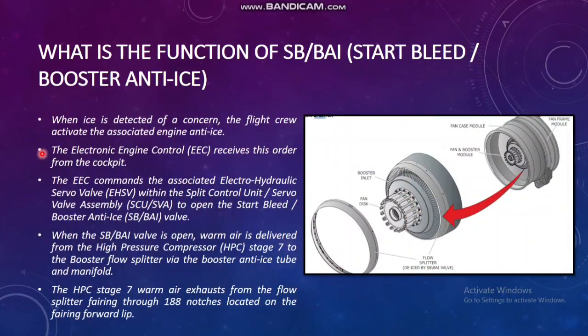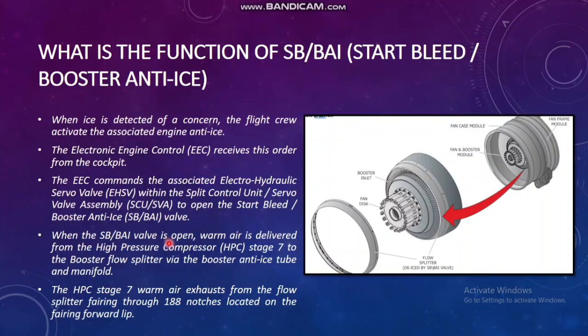If you talk about ice, when ice is detected as a concern, the flight crew activates the associated engine anti-ice. The electronic engine control receives this order from the cockpit. Further, the EEC commands the associated electro-hydraulic servo valve within the splitter control unit and servo valve assembly, which we'll discuss in a separate video, to open the start bleed booster anti-ice valve. So this is how it will operate.